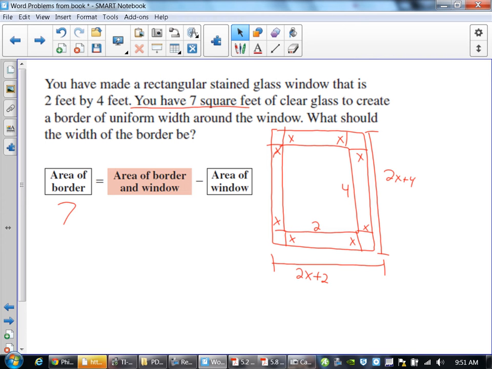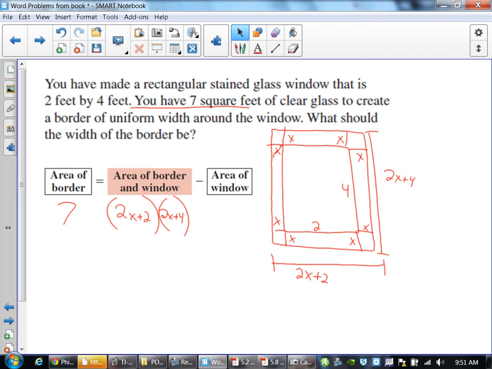Well, to figure out the area of the border and the window, isn't that 2x plus 2, 2x plus 4? Where did I get the 2x from? There's 2 x's. I'm adding it here and here, so there's 2 x's plus the 4. So the whole way, this is x plus 4 plus x, so it's 2x plus 4. That's all.